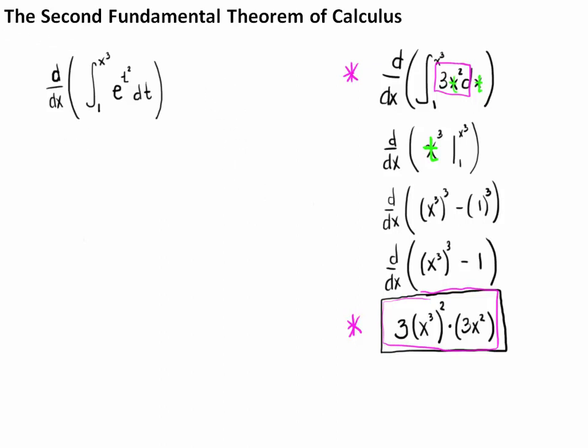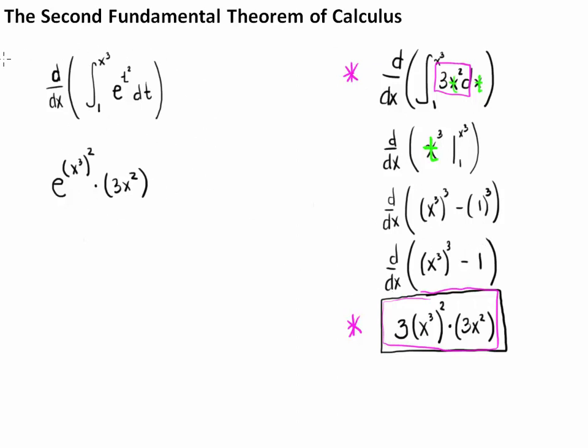The answer to this equation right here is going to end up, after you do the integral and take the derivative, so after you've done all that stuff, it is going to end up being e to the x cubed squared times 3x squared. That is what this is going to end up simplifying down to be. Now I just skipped all of this stuff right here.